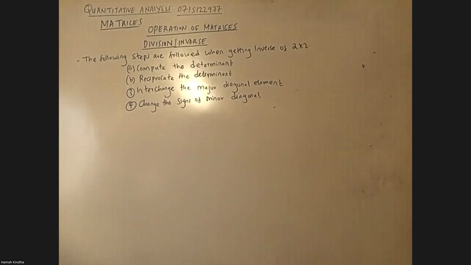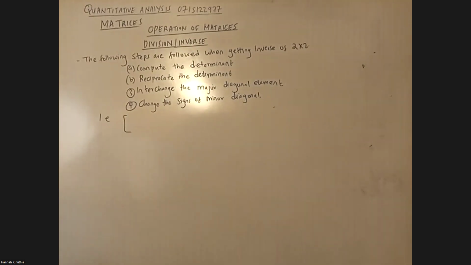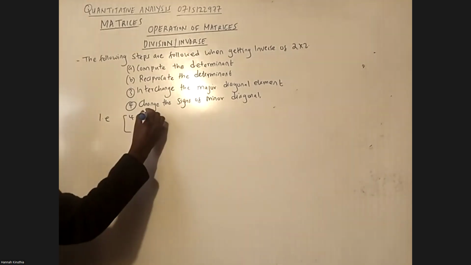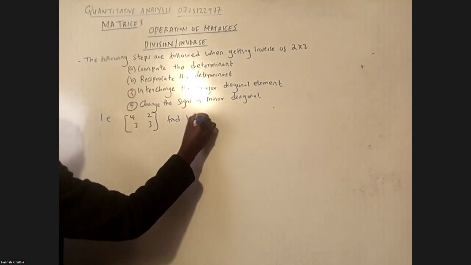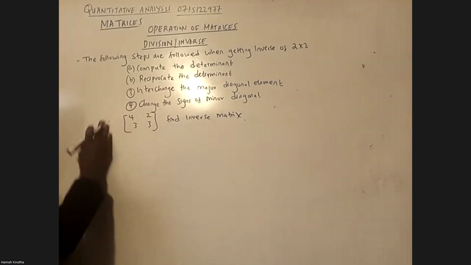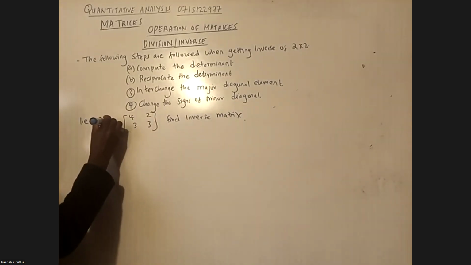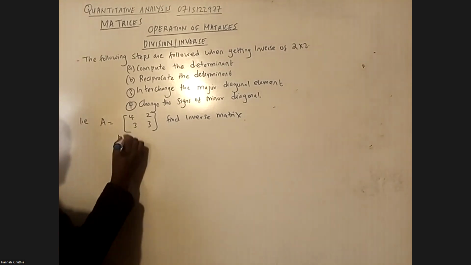We don't need to give an example, but okay, let's just keep it. Let's assume we have this form: 4, 2, 3, 3. Find the inverse matrix. This one is matrix A. So step number 1, we compute the determinant.